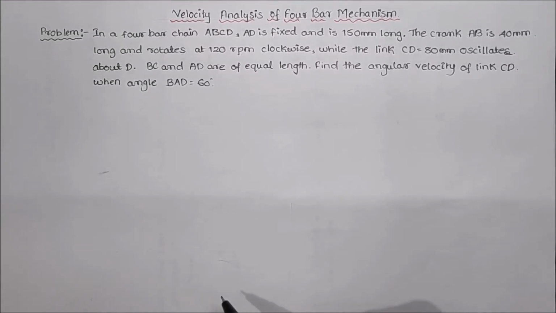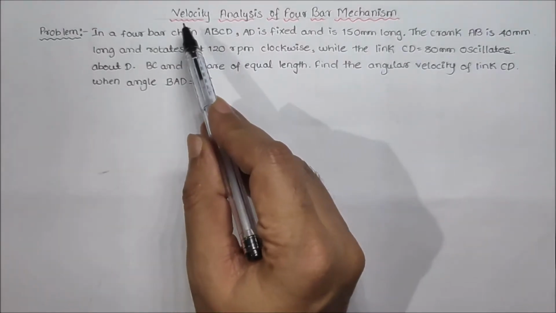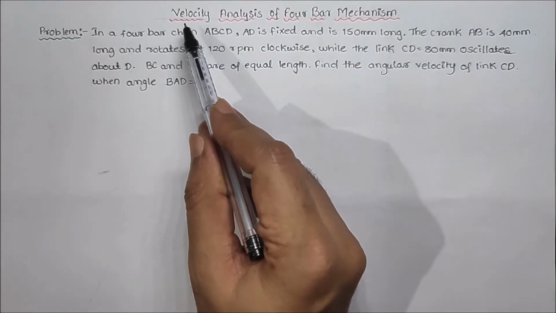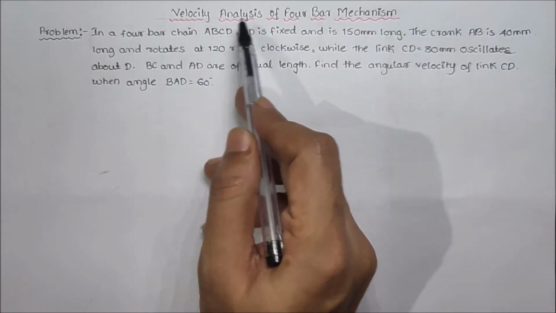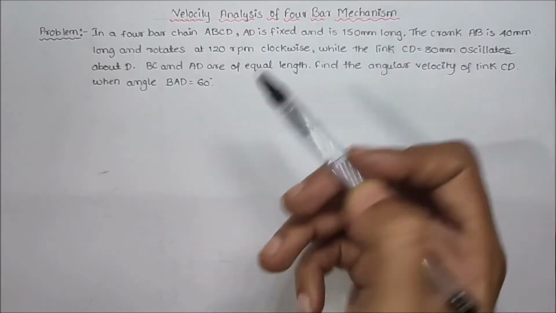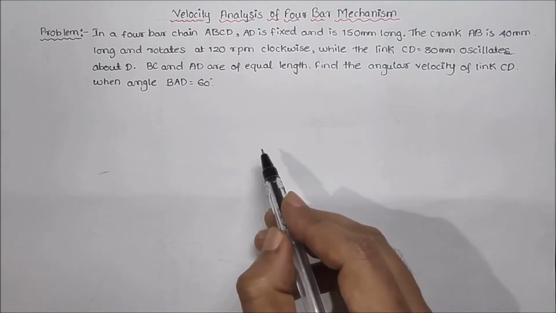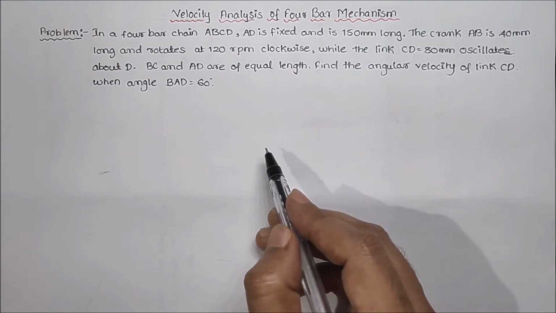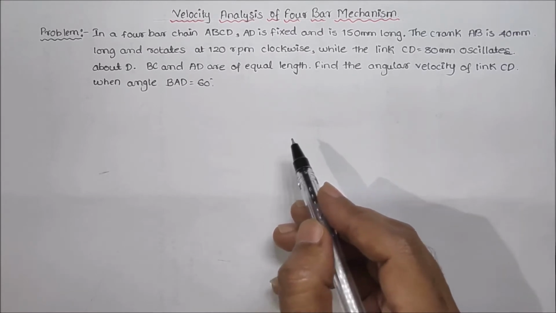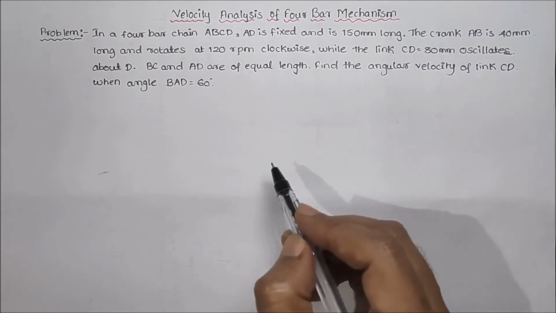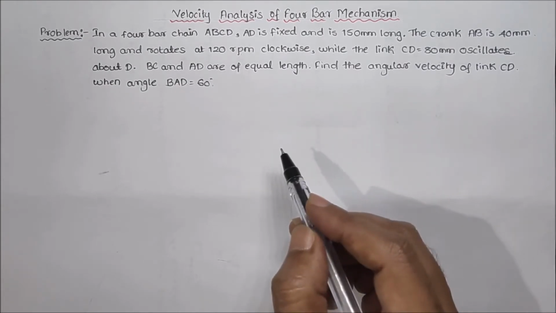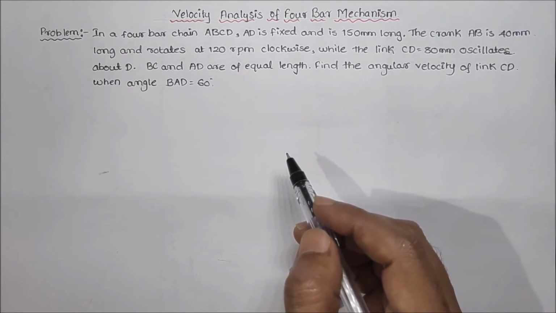Let's start our session with the problem solutions findings on velocity analysis of a 4-bar mechanism. So in the theory part we have already studied how to find out motion of a link and velocities at a given point on a link with respect to another point. So based on that we have to solve some problems.